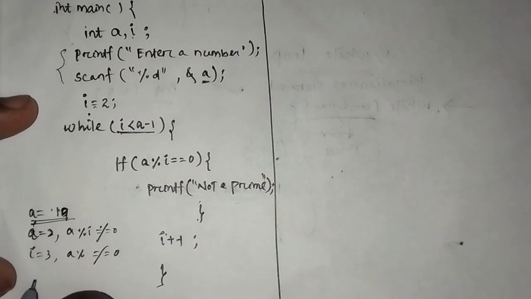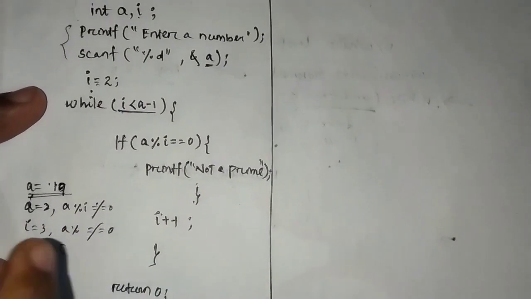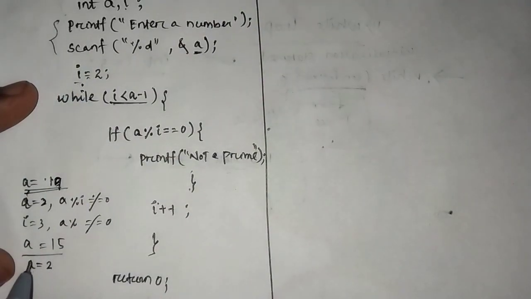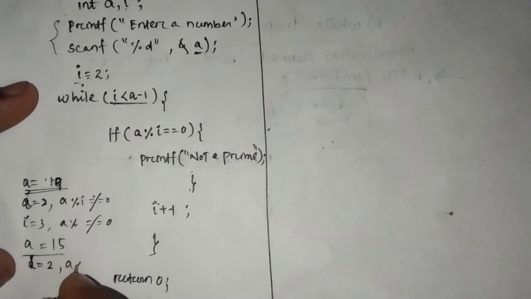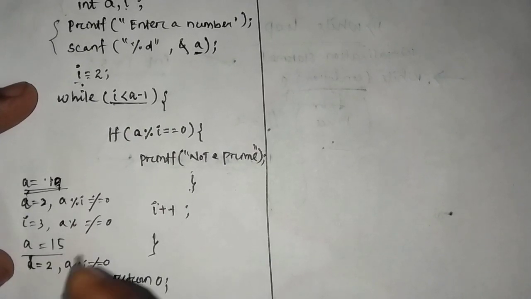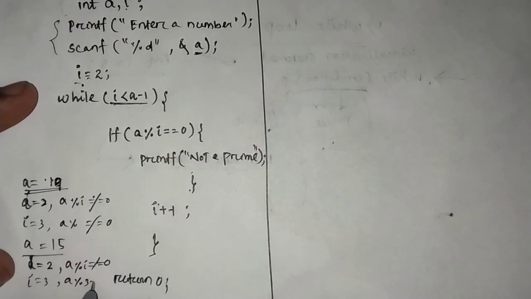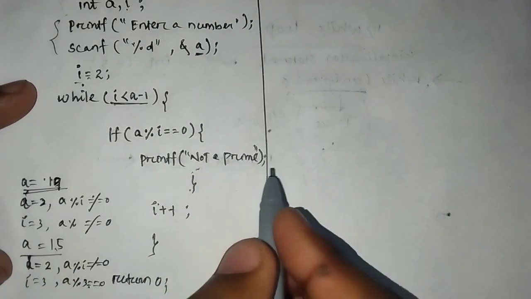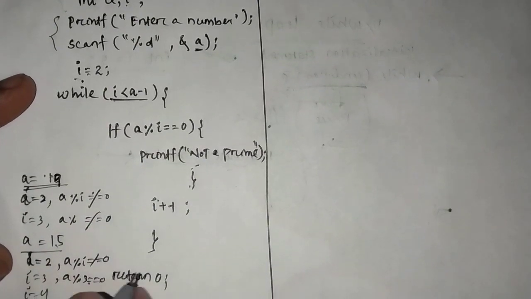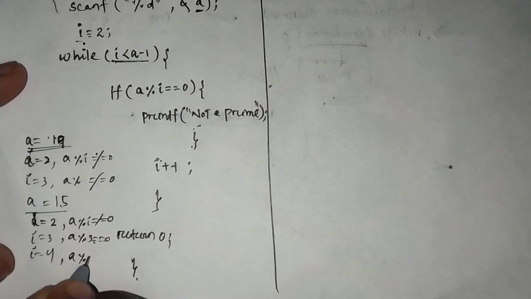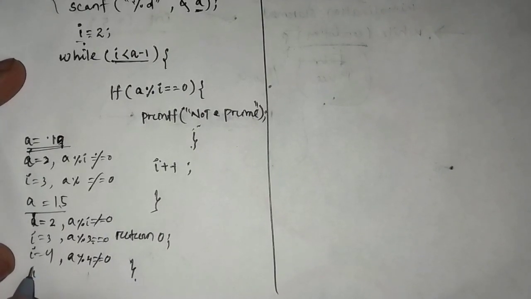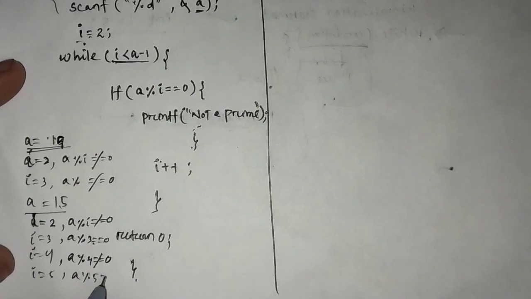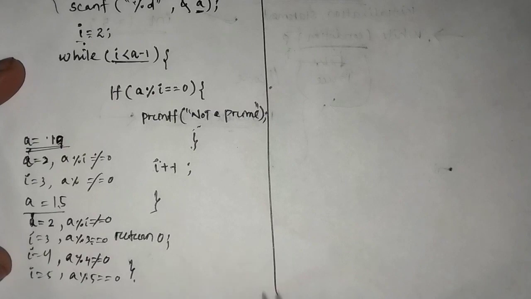If a is 15, for i equal to 2, a modulus i is not equal to 0, so it will go to i equal to 3. For a modulus 3, the result will be 0 because 3 is a divisor of 15, so it will print "not a prime". Then it will increment to i equal to 4. For i equal to 4, a modulus 4 is not equal to 0. Then i equal to 5, a modulus 5 is 0, so it will again print "not prime".